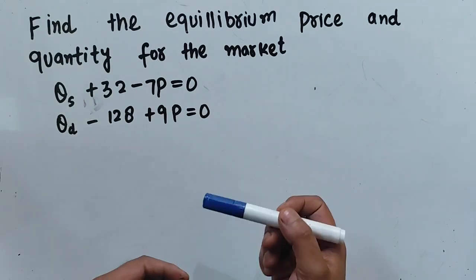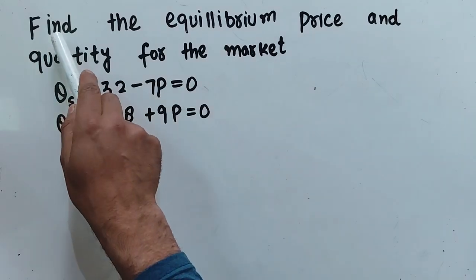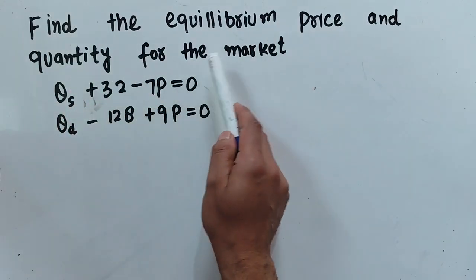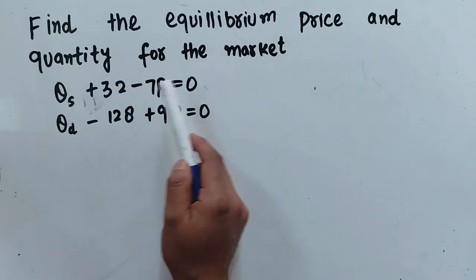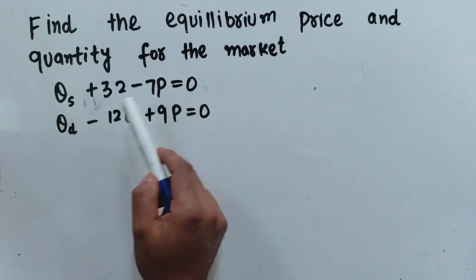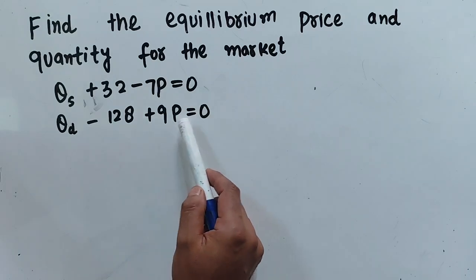How to find out equilibrium price and quantity given the demand and supply functions. The question is, find the equilibrium price and quantity for the market. Quantity supplied plus 32 minus 7p is equal to 0, where Q is the quantity supplied, P is the price, and quantity demanded minus 120 plus 9p is equal to 0.